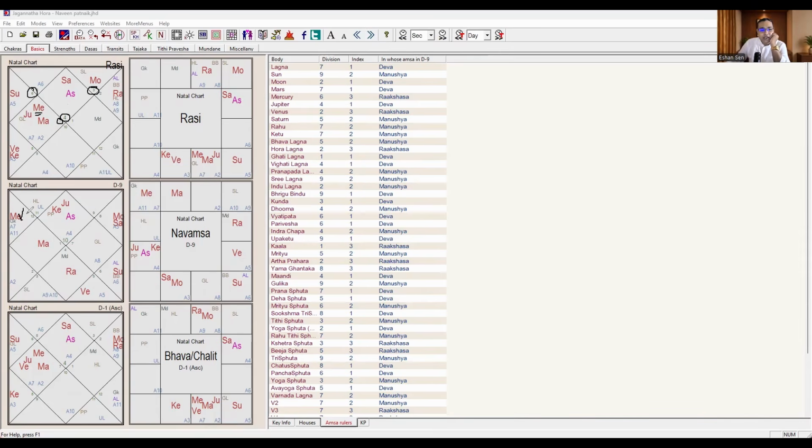Mercury is debilitated in D9. Oh my God. Though the house was friendly, it was with Jupiter, but it was in youth with Mars, and Mercury is debilitated in D9. And see, Mercury is in Rakshasa. And as I have told you, Deva and Rakshasas are in conflict. And you will find that the Mercury Dasha will be extremely bad.